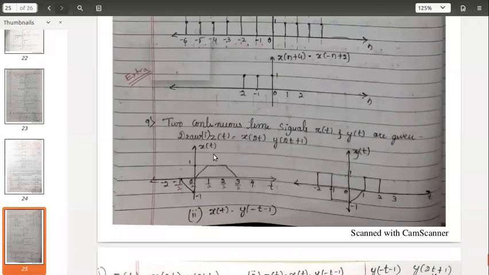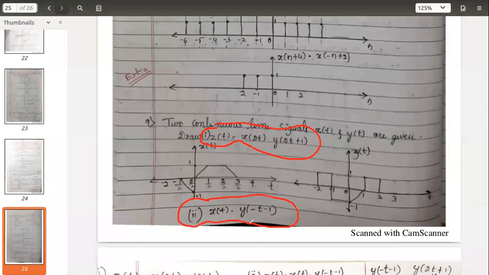Okay, take the next question. Two continuous time signals, x of t and y of t, are given to you. You have to draw this. And if you see below, I have written one more. So two sub-questions are there here.